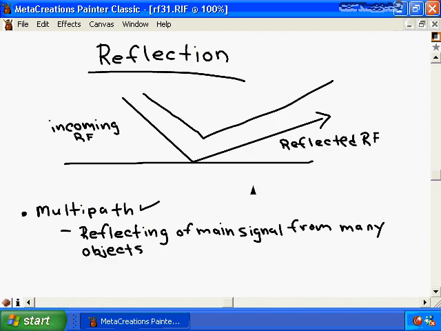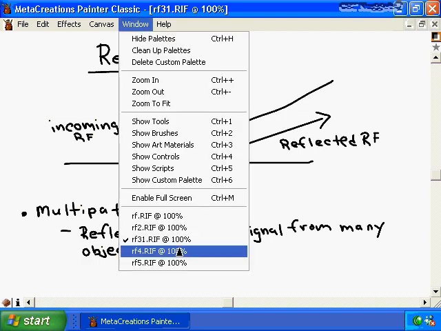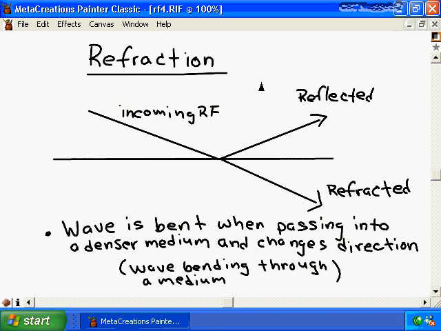Now, another behavior is called refraction. Let's bring up another whiteboard and learn about this. Refraction can occur when a radio wave passes through a medium of different density. So, for example, when a radio wave is passing from warm air to cold air, that cold air is a different density. And as a result of passing through that cold air, the radio wave can be bent as it's passing through this cold air.